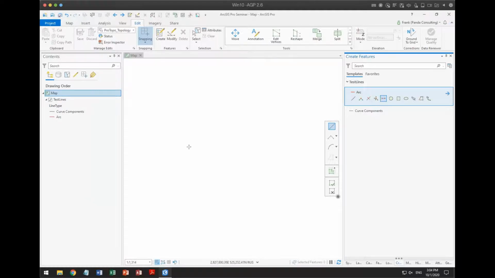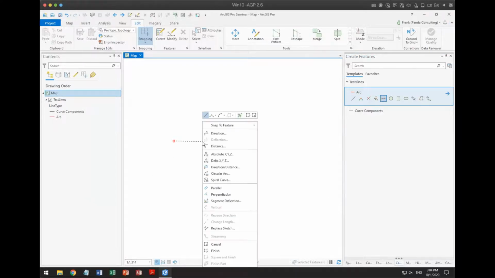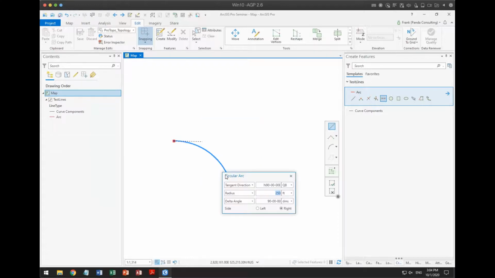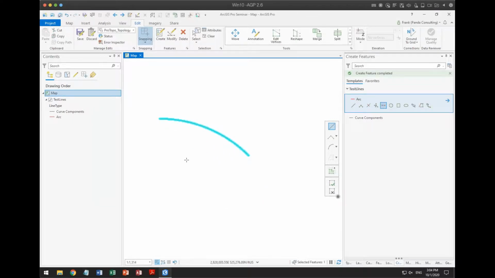All right, I'll go in here and I'll do this as simple as possible. I'll use the circular curve component, and I will put in a tangent direction. I'll put in a radius, and this time I'll put a central angle of 45 degrees. So let's just explore what that means, what that is. All right, and then let's explore the various components of it.